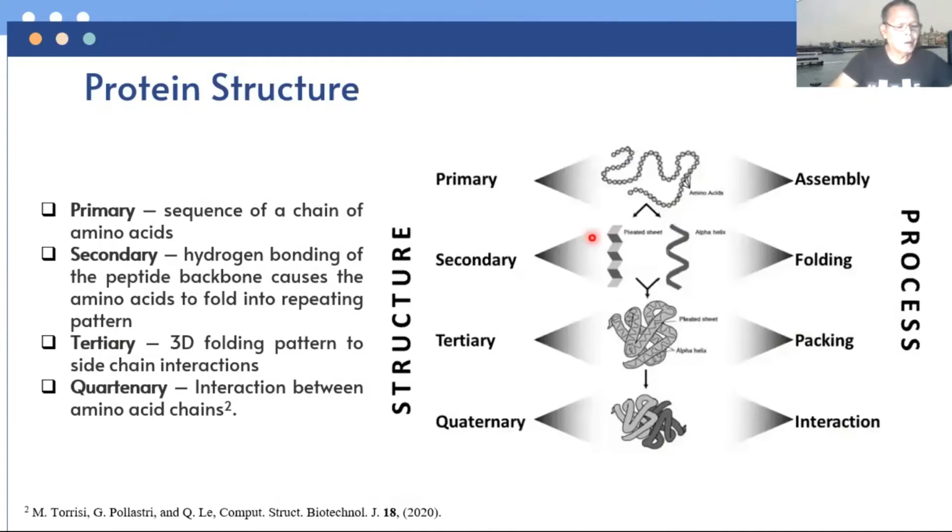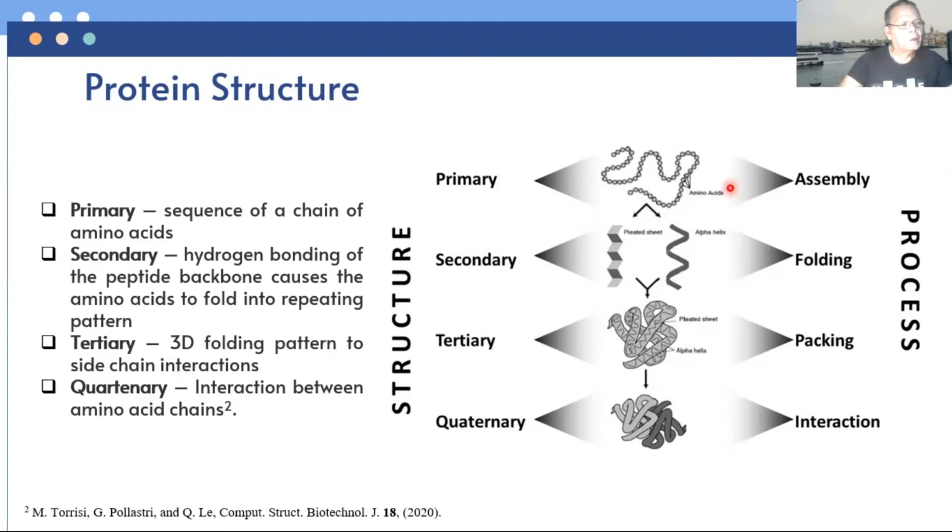Protein structure consists of a primary, which is the sequence of a chain of amino acids; a secondary, which is because of hydrogen bonding of the peptide backbone of the amino acids to fall into a repeating pattern; then tertiary, which is the three-dimensional folding pattern due to side chain interactions; and the last is quaternary, which is related to the interaction between amino acid chains.